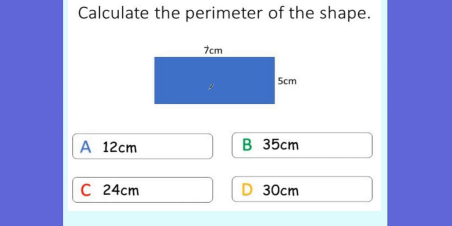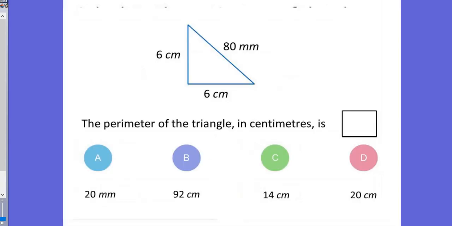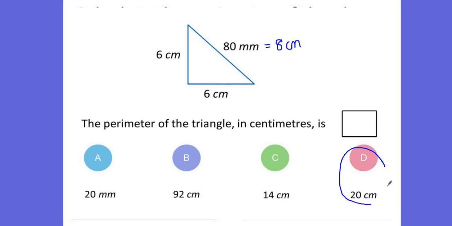Okay, let's go through the answer. So this one here is going to be 7. This one here is going to be 5. 7 plus 7 gives me 14, plus an extra 10 will give me 24. So hopefully we'll have all written C. How about now, what's the perimeter of this triangle? Pause the video for a second and in your light blue books, write for me A, B, C or D. Okay, let's go through the answers. 80 millimetres is the same as 8 centimetres. So I've got 12 plus 8, which will give me 20 centimetres. Hopefully you'll all have written D.